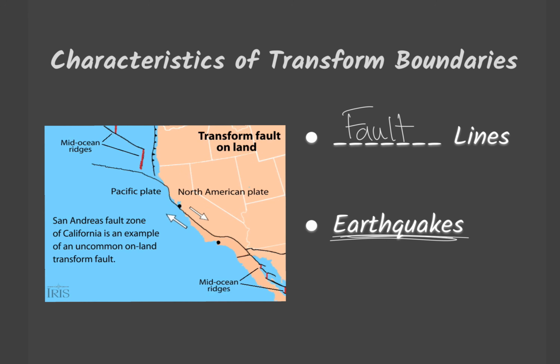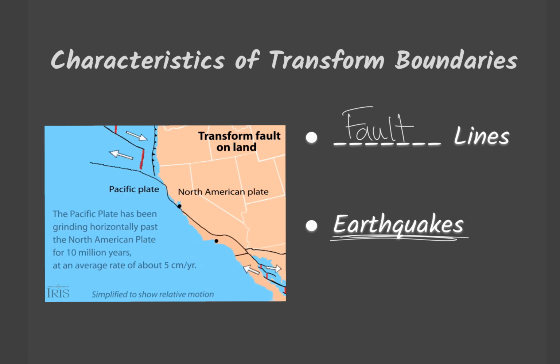One of the main transform faults that we see is in California. It's called the San Andreas Fault, and it's moving Los Angeles towards San Francisco.